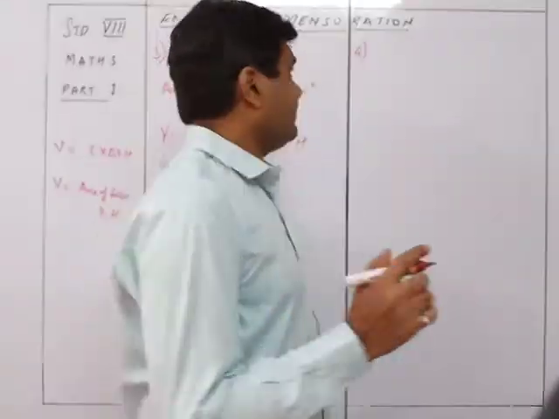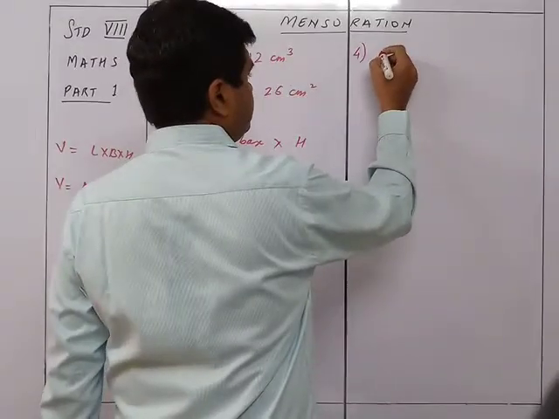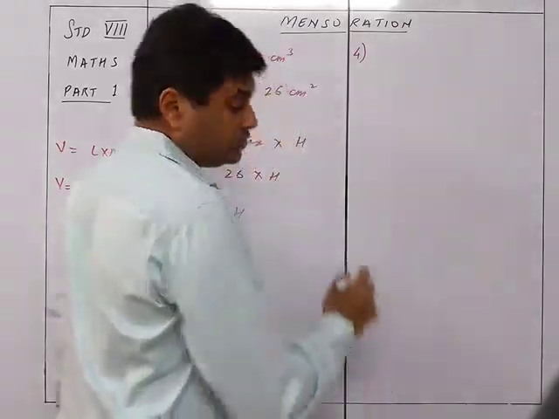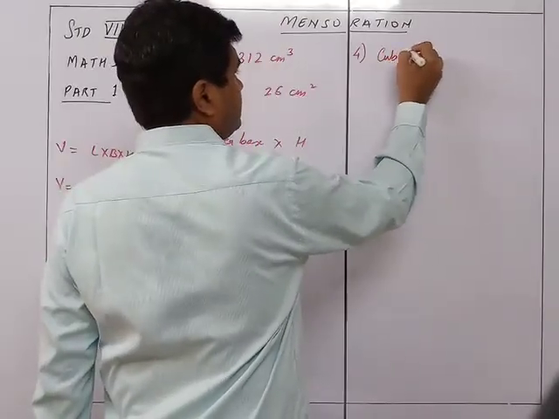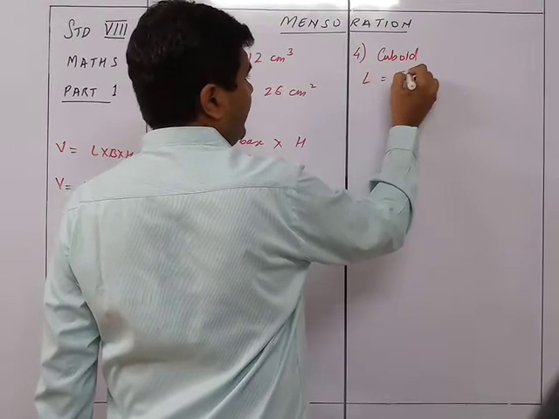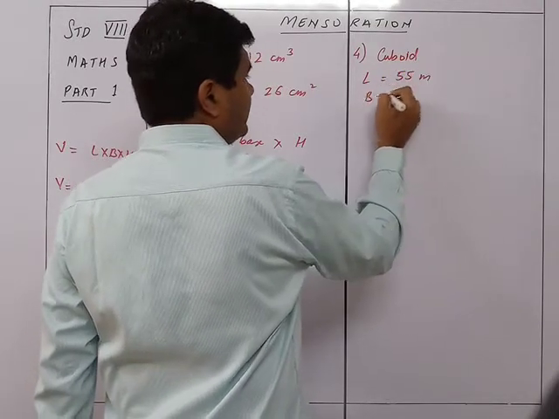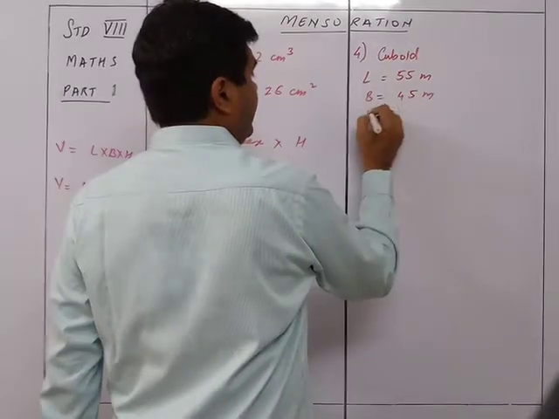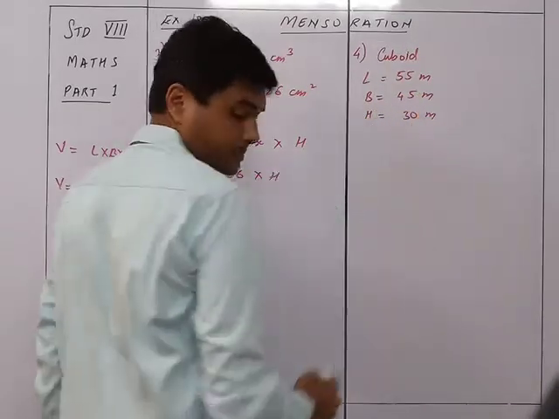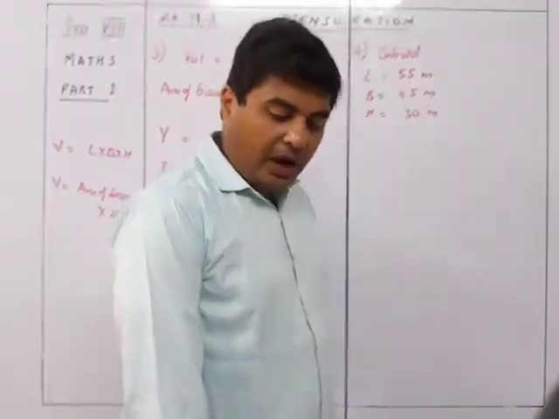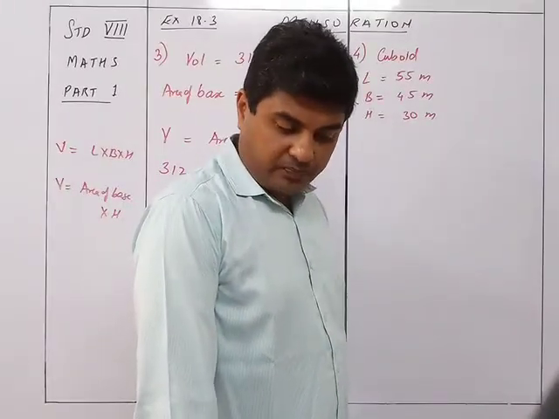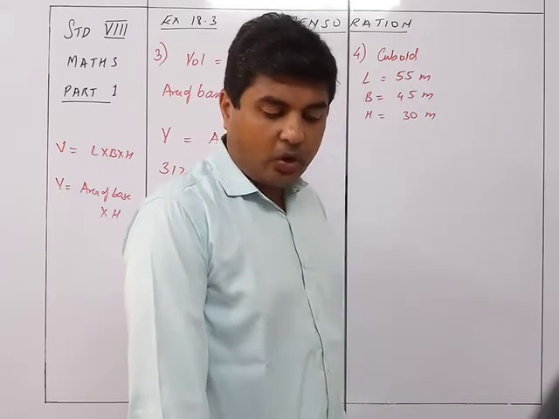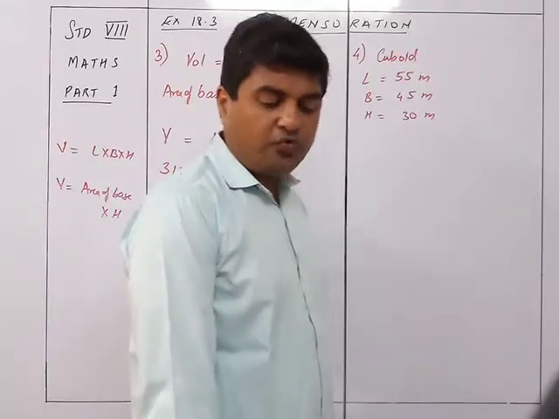Okay, so it has given us the cuboid with length equal to 55, breadth equal to 45 and height equal to 30 meters. Now how many cuboid boxes can be stored in it if the volume of one box is 1.25 meter cube.